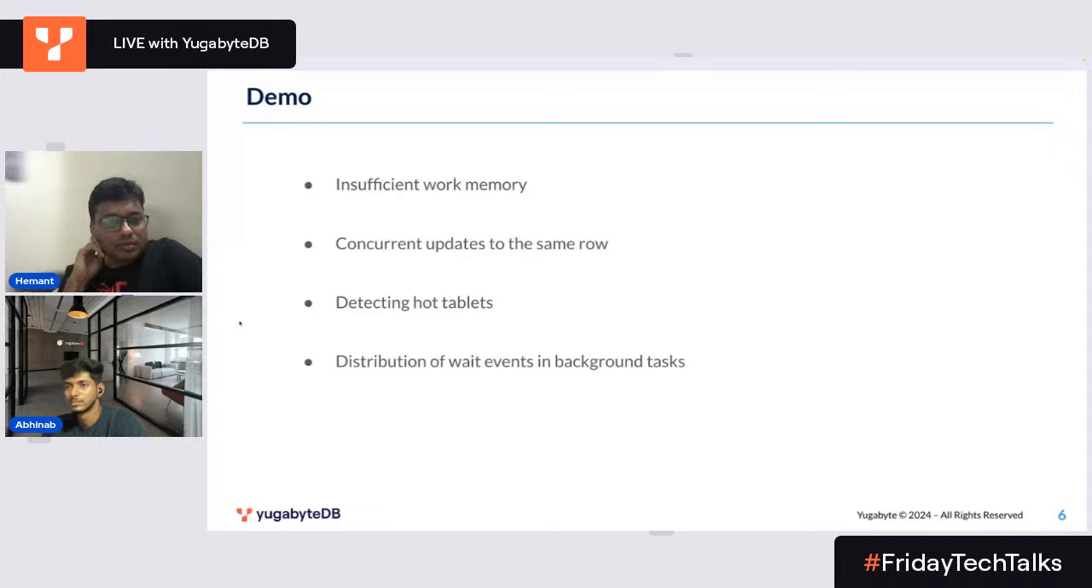Okay, so Abhinav, I think we are anyway out of time. Maybe you can finish the remaining. Yeah, so we also detected hot tablets, and we also had a new view called yb_local_tablets, which you can use to join with ASH to get more information about the table info and so on, right? And then at the end, we looked at the distribution of wait events in some of the background tasks.